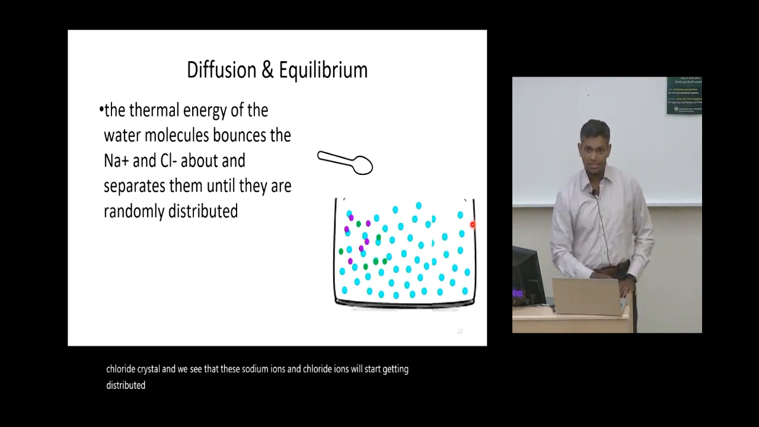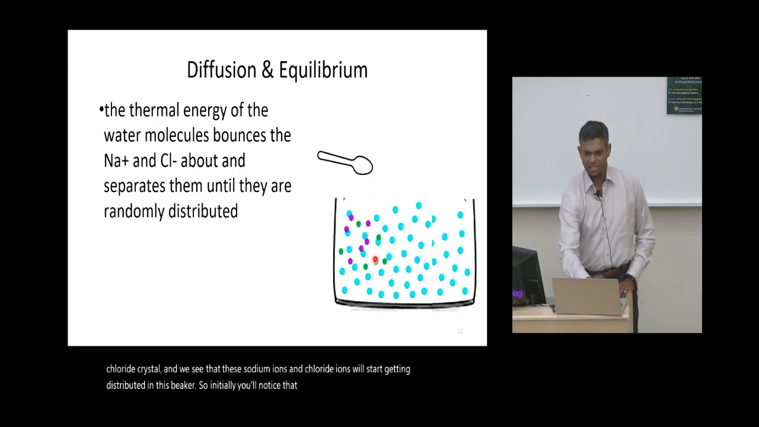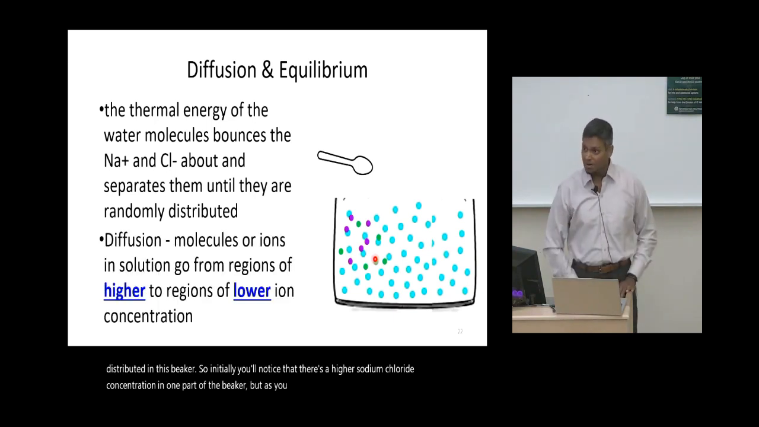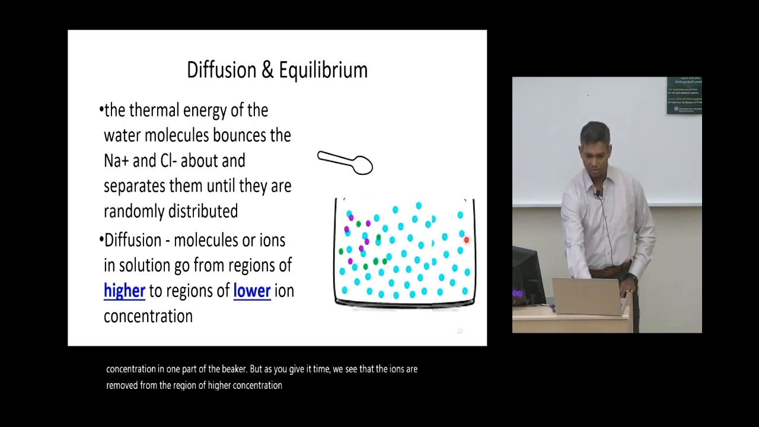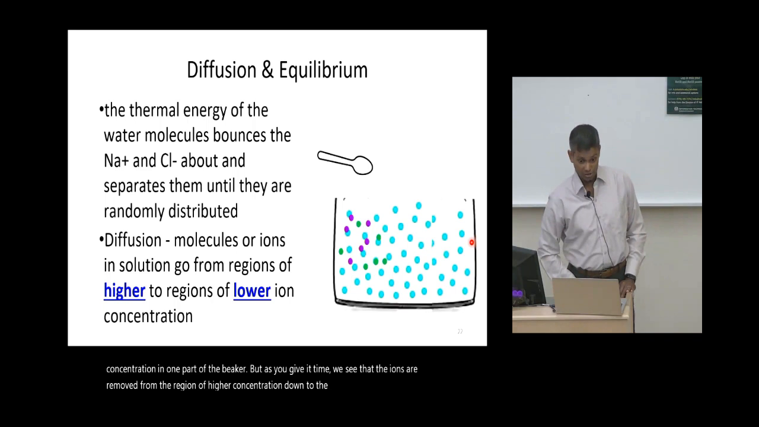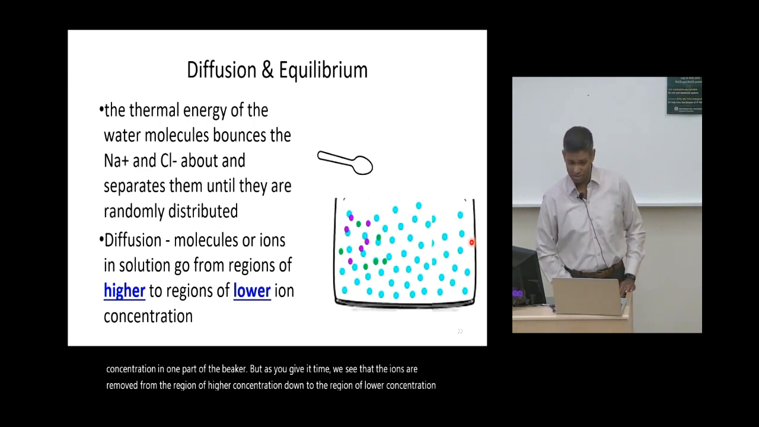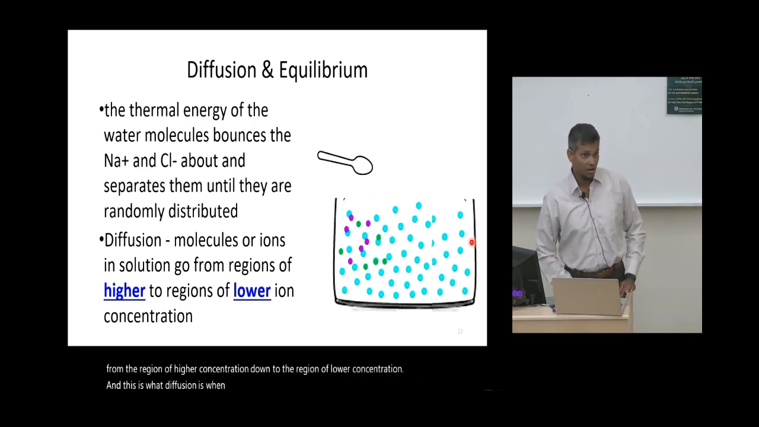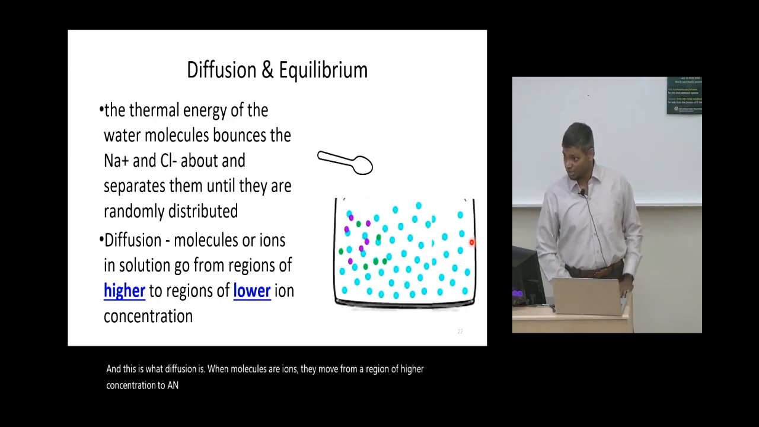and we see that these sodium ions and chloride ions will start getting distributed in this beaker. So initially you'll notice that there's a higher sodium chloride concentration in one part of the beaker, but as you give it time, we see that the ions will move from the region of higher concentration down to the region of lower concentration. And this is what diffusion is. When molecules or ions move from a region of higher concentration to a lower concentration.